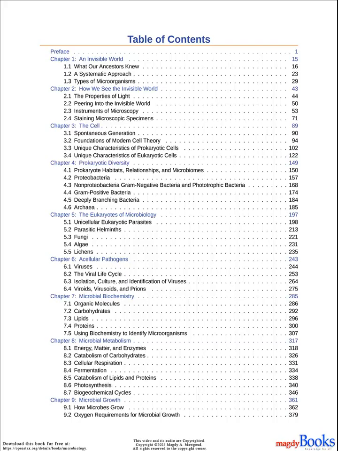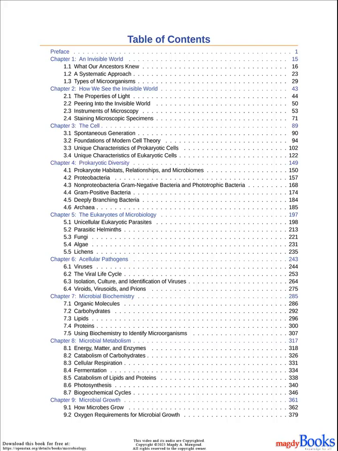4.6. Archaea. Chapter 5. The eukaryotes of microbiology. 5.1. Unicellular eukaryotic parasites. 5.2. Parasitic helminths. 5.3. Fungi. 5.4. Algae. 5.5. Lichens. Chapter 6. Acellular pathogens.